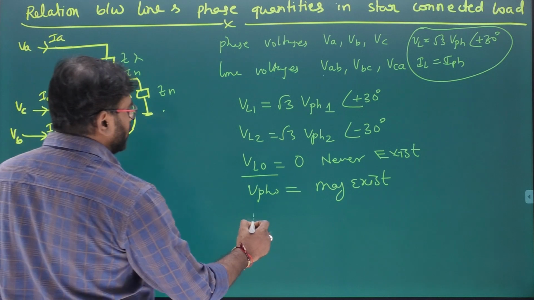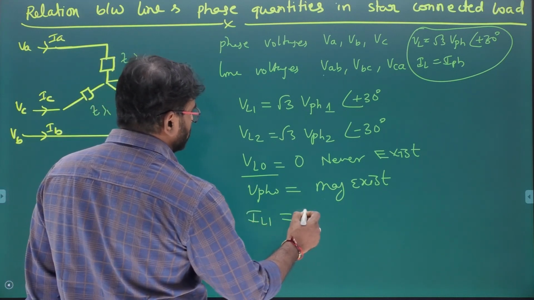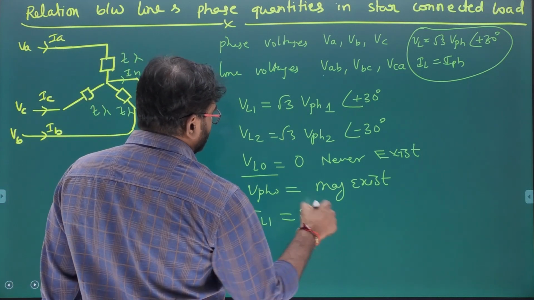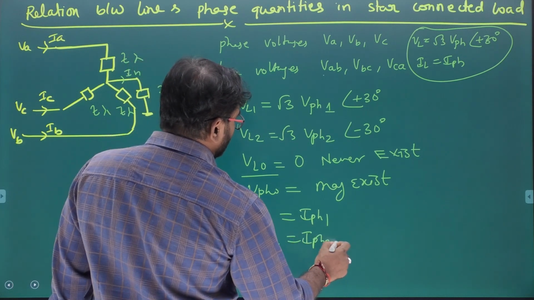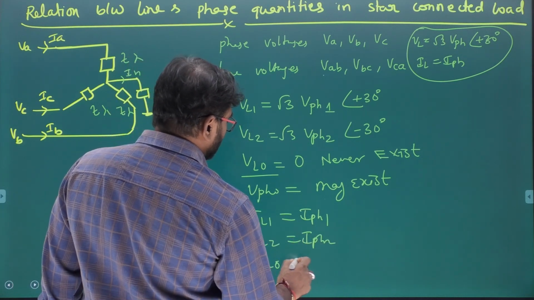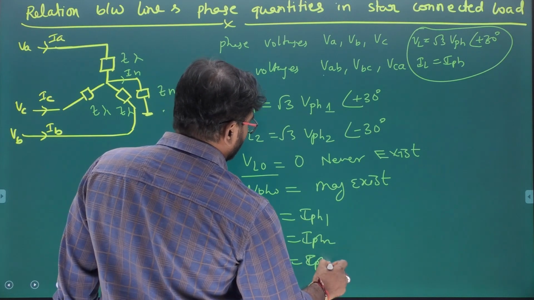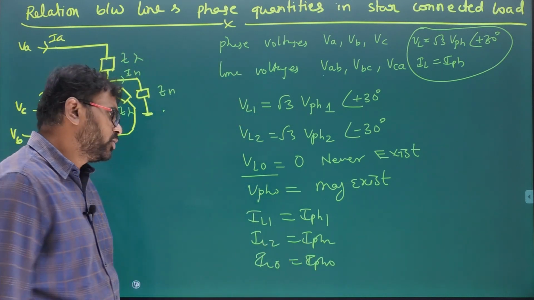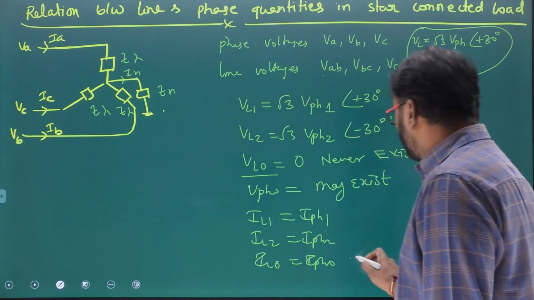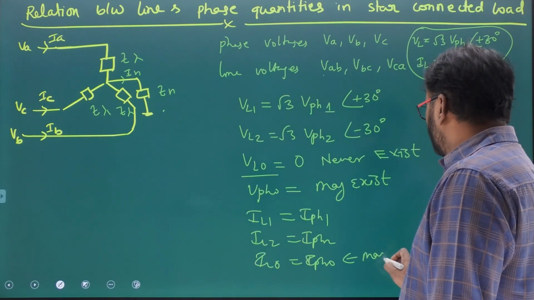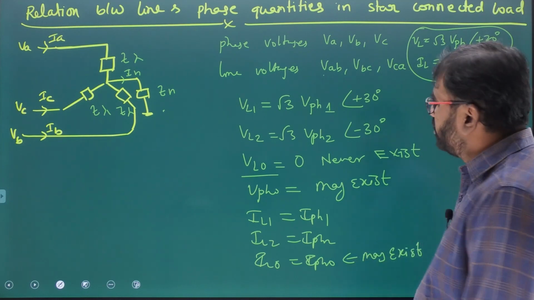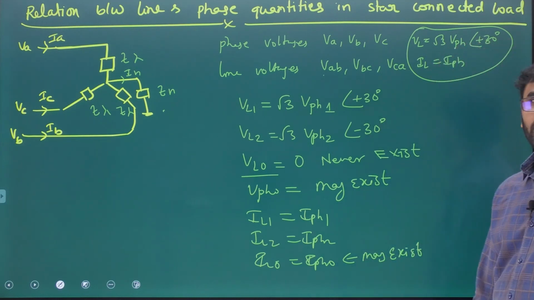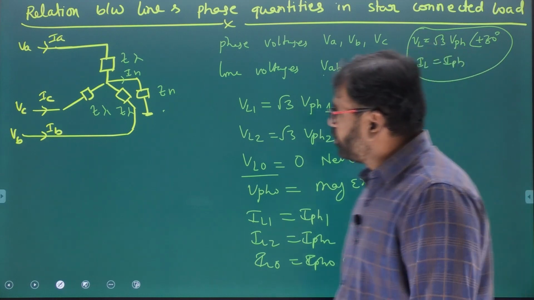And what about the relation between positive sequence line current and positive sequence phase current? They are equal. IL1 equals I phase 1, and IL2 equals I phase 2. IL naught equals what? I phase naught. Correct or not? IL naught also equals I phase naught, but be careful, it may exist. I cannot say it definitely exists, it may exist. That's what you need to understand.